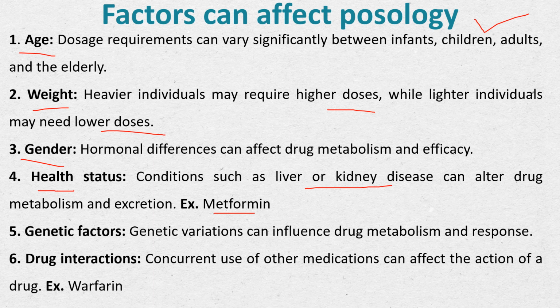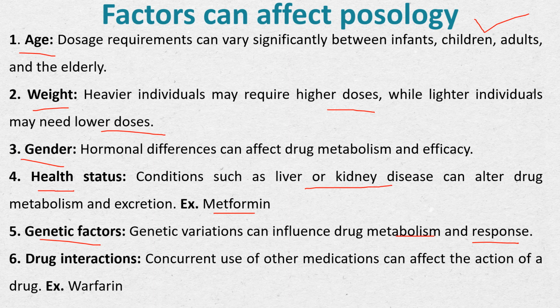Next factor is genetic factor. Genetic variation can influence drug metabolism and responses. Here we can see an example. A variation in CYP2D6 enzyme activity can influence how individuals metabolize morphine, which can impact the effectiveness and side effects of the drug.